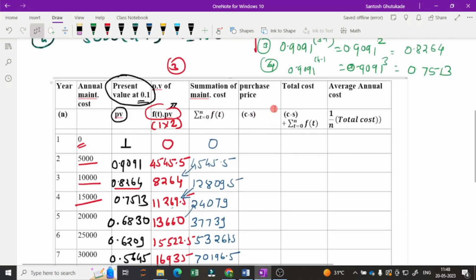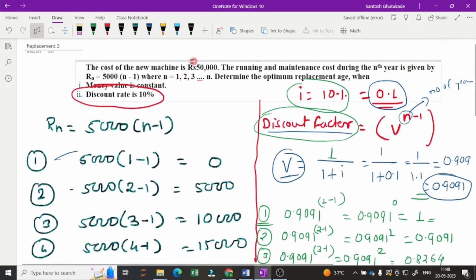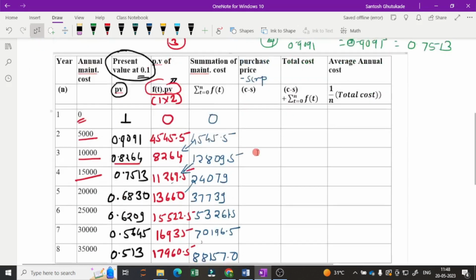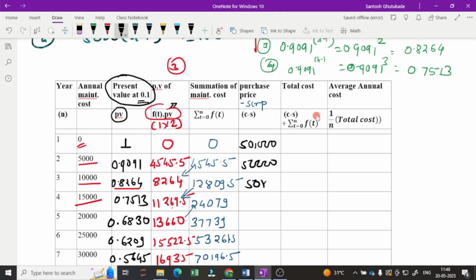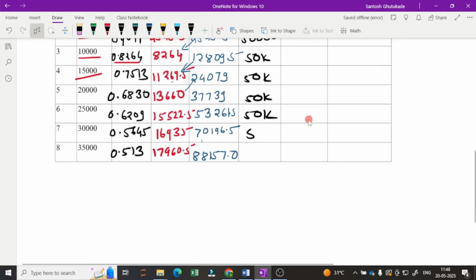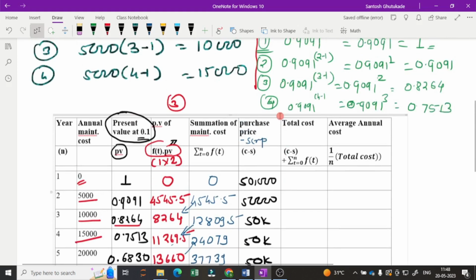Now we know that the purchase price minus scrap value, so C minus S. In the last problem we have seen how to calculate. C is the capital cost, what is given in the problem, it is 50,000, and scrap value is not given in the problem. So for C minus S, scrap value we can consider as 0, so this will remain as it is, that is 50,000. So here we can write 50k, 50,000 remaining as it is, because no scrap value is given for this problem. If the scrap value or salvage value is given, then you can take the scrap value or salvage value as S.